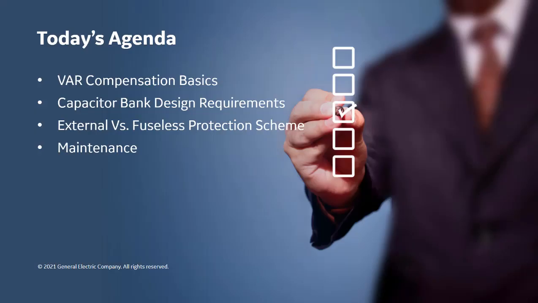We're going to start with a quick VAR compensation basics overview. It's generally something that we go through in each capacitor bank training, just to have the fundamentals identified. The next part will be the capacitor bank design requirements. These are everything that I need in order to create a proposal and then create a design for that capacitor bank. After that, we're going to review the external versus fuseless protection schemes. And then lastly, we'll go through typical maintenance for both externally fused and fuseless capacitor banks.